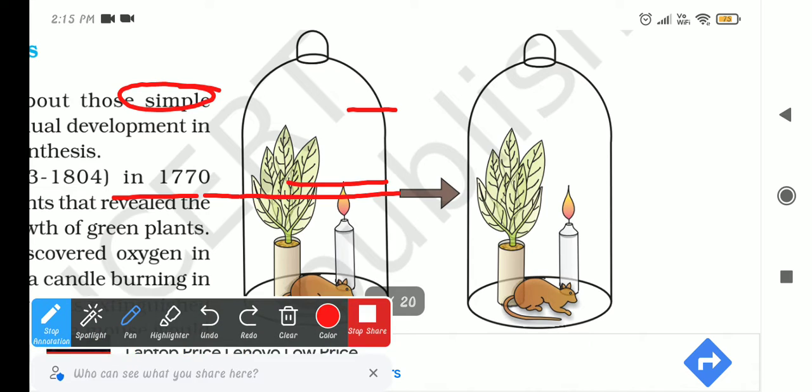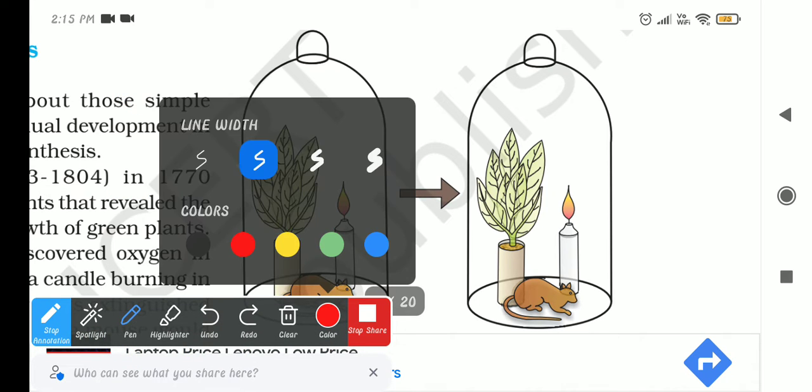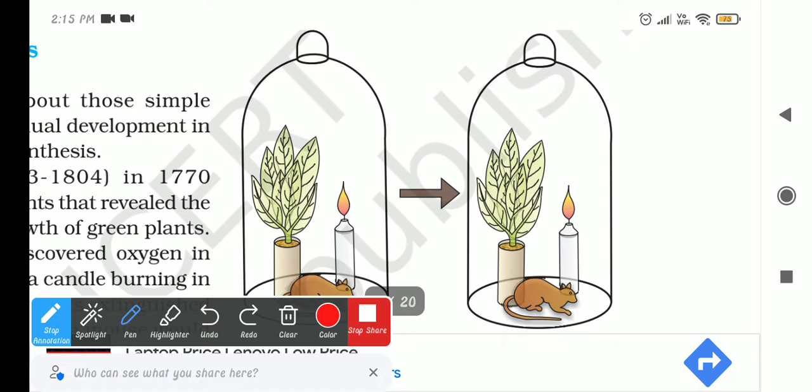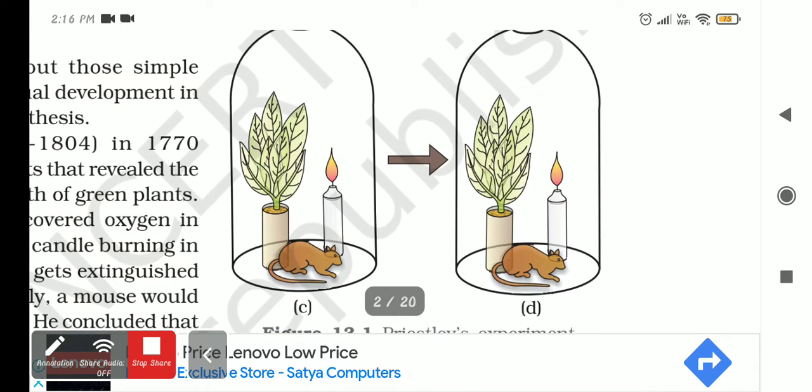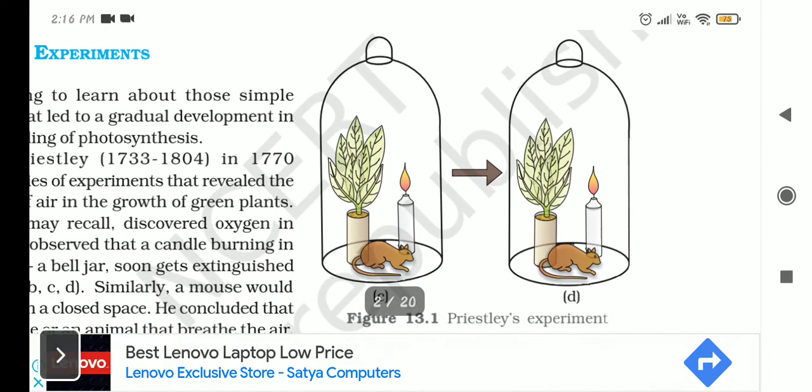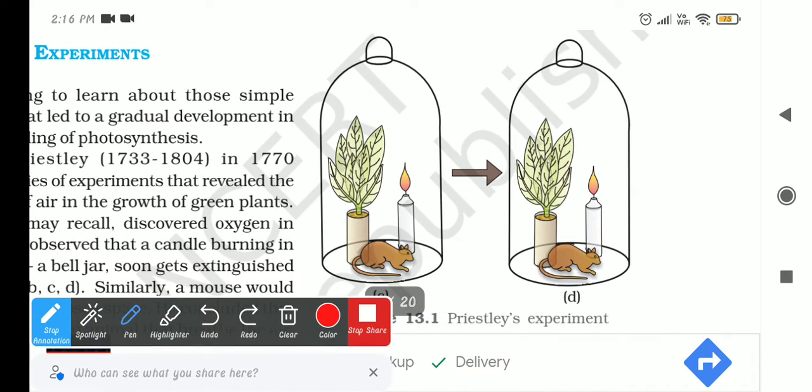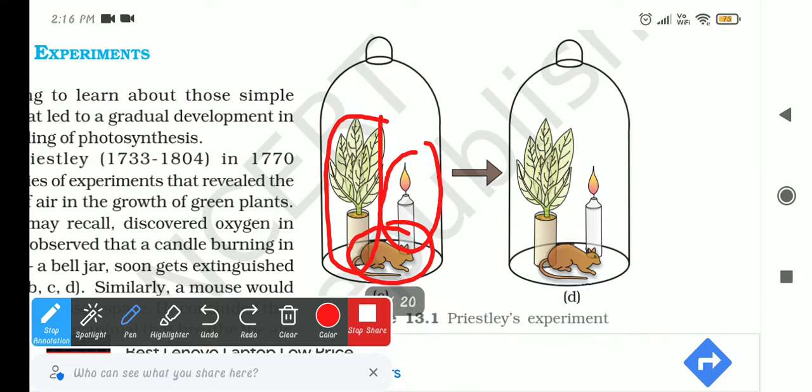This is a very interesting experiment, by the way. You will love it. So what is happening here? He took a bell jar. This is called a bell jar. In the bell jar he took a mouse for his experiment, and there is a candle. When he put the mouse in without the plant, what happened?